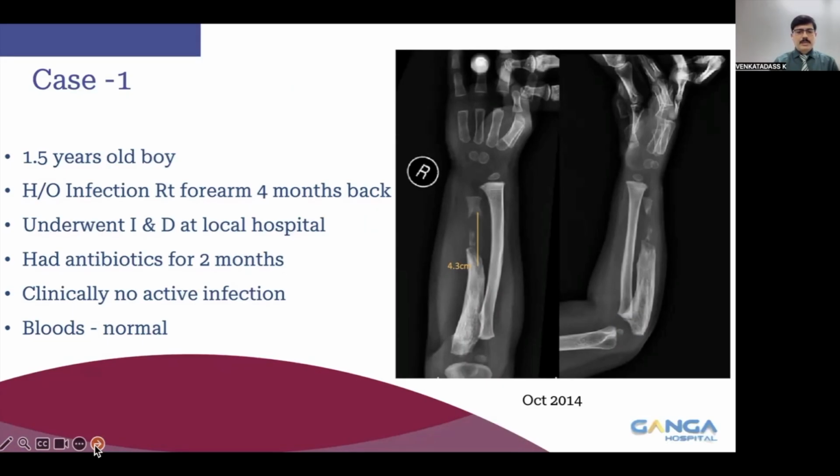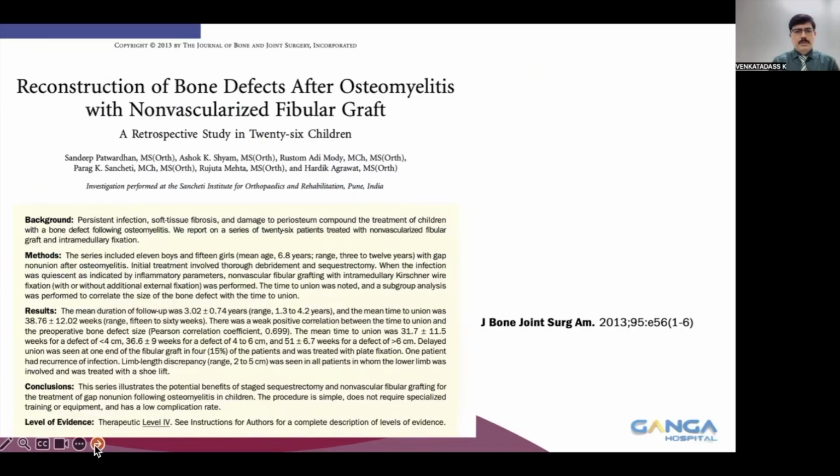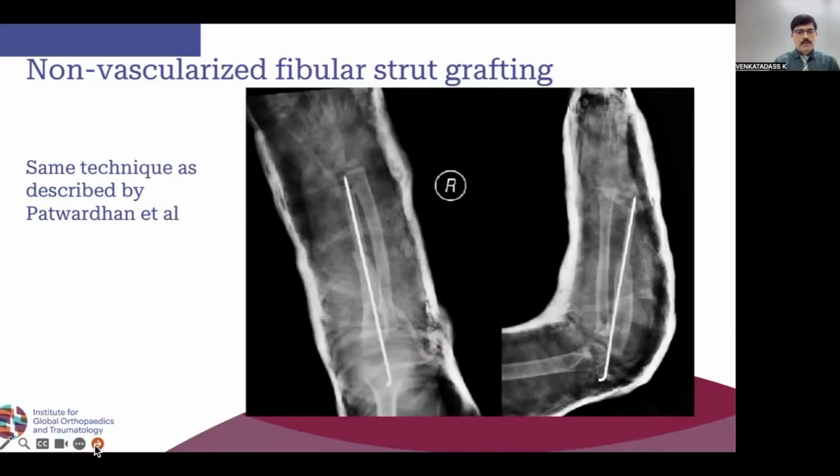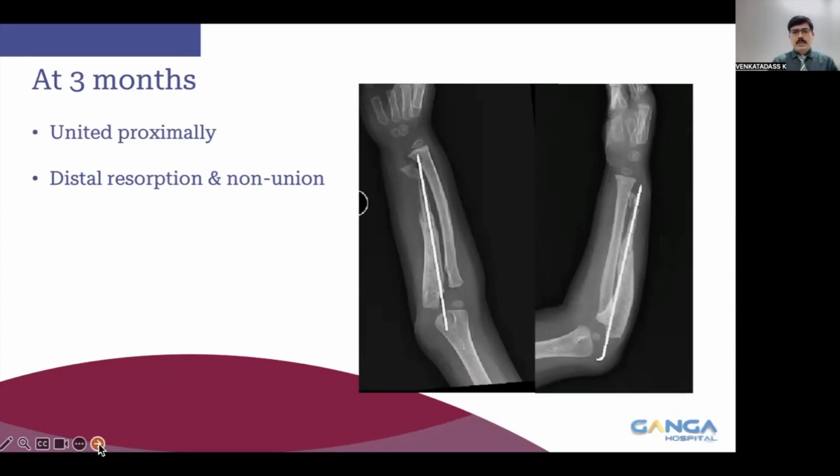At about this time, there was a publication by Dr. Sandeep Patwardhan in which they published the results of about 26 children with bone defects following osteomyelitis who were treated with non-vascularized tubular grafting with decent outcome. So we decided to do the same for this patient: non-vascularized tubular strut grafting and fixation with a K-wire. Unfortunately, probably we didn't get a good hold of this small ulnar fragment. So it united proximally. This is a 3 months follow-up, but distally there was a resorption of the gap and non-union.